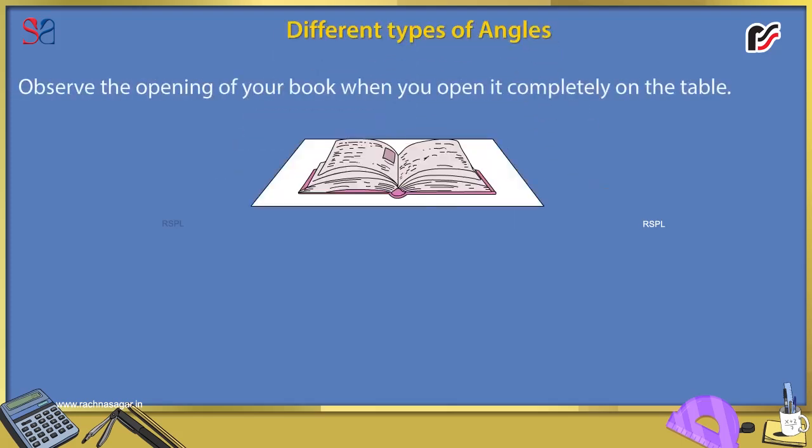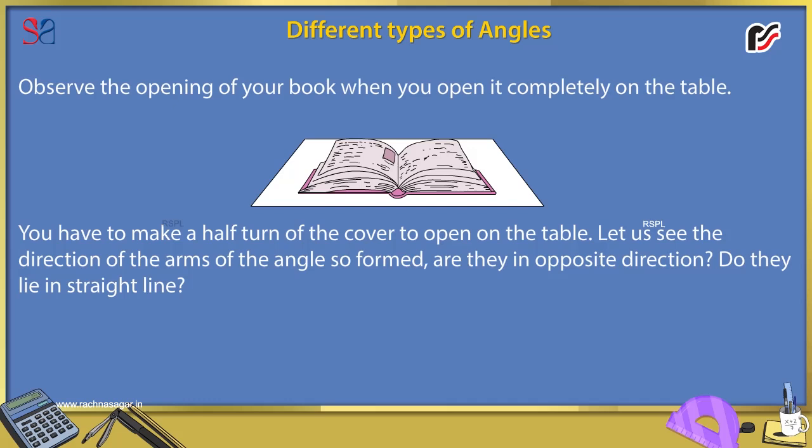Observe the opening of your book when you open it completely on the table. You have to make a half turn of the cover to open on the table. Let us see the direction of the arms of the angle so formed. Are they in opposite direction? Do they lie in a straight line?